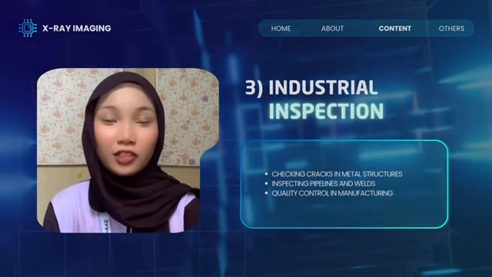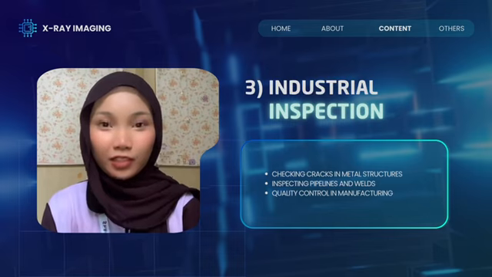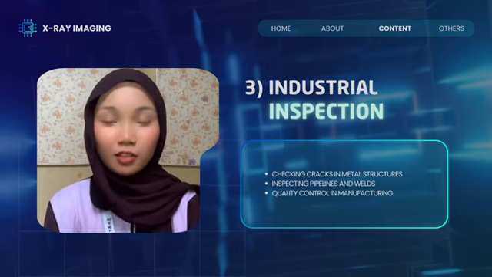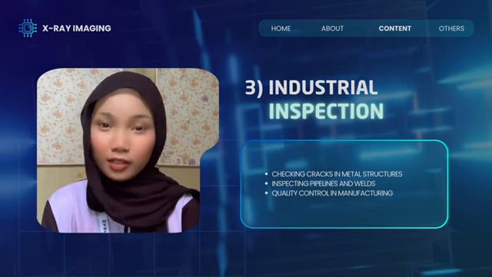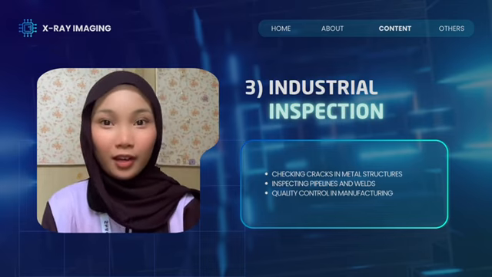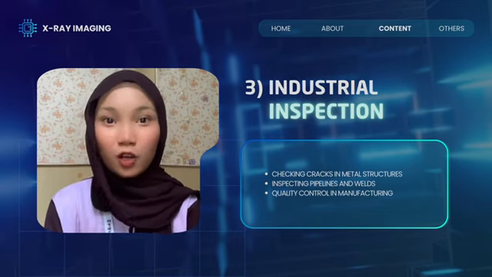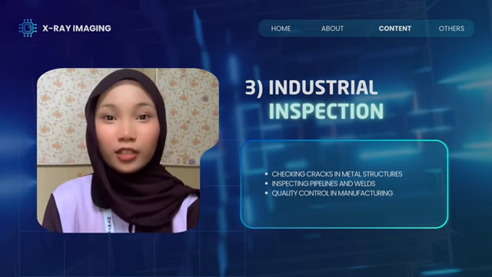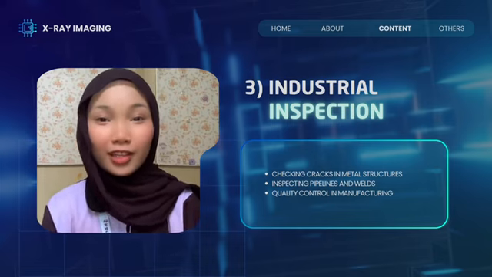In the industrial sector, X-ray imaging is used for non-destructive testing. It helps detect internal cracks, defects, or weaknesses in metal structures, pipelines, and welds without damaging the object. This is important for ensuring safety and quality in industries such as construction and aerospace.